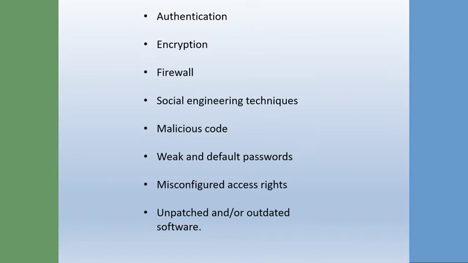A firewall, that's a physical device, usually embedded within a router, that will actually screen all of the data that goes in and out of the network. And it will look for certain types of traffic or certain types of protocols and data, and it will block that data from coming in or out of the network. Okay. Social engineering techniques, there's a few different techniques you need to know about.